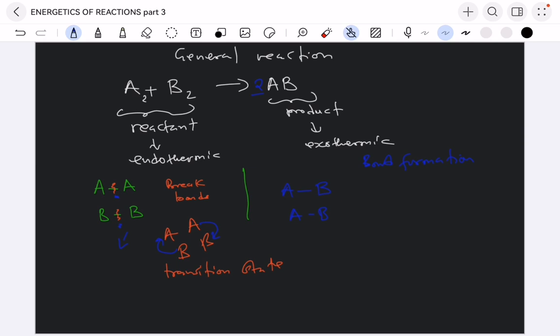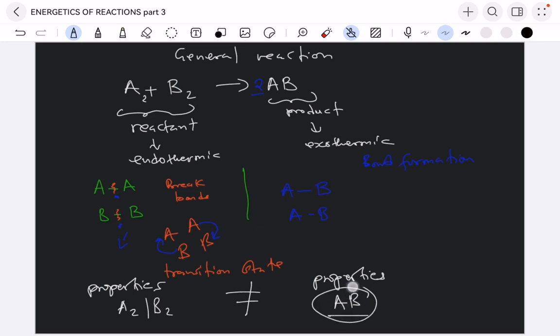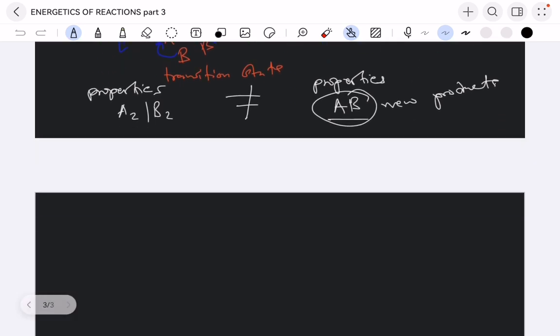In terms of properties, we'll realize that the properties of A and B are not the same as the properties of AB. So this is a new product. So we can understand exothermic and endothermic in terms of bonds. So endothermic means bond breaking. Exothermic means bond formation. Let's look at a typical example.